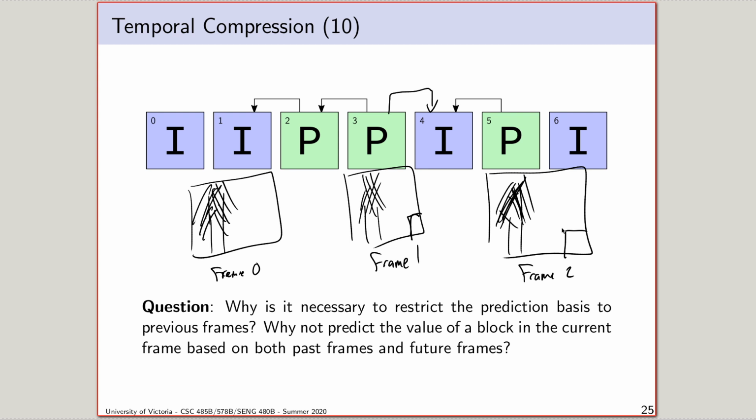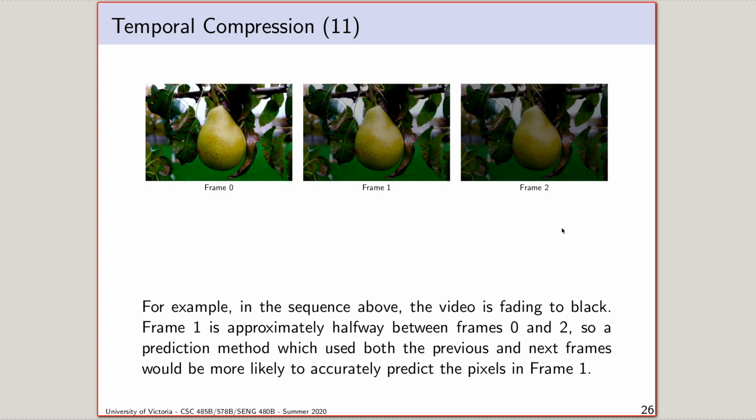The next question is, how the hell am I supposed to actually do that? How am I allowed to look into the future? Well, I am, and you'll have to bear with me for how I'm allowed to do that. So an example being this. This sequence of frames is slowly fading to black. So frame 1 is pretty much exactly halfway between frame 0 and frame 2. If I predict frame 1 based on only frame 0, every pixel is a little bit darker.